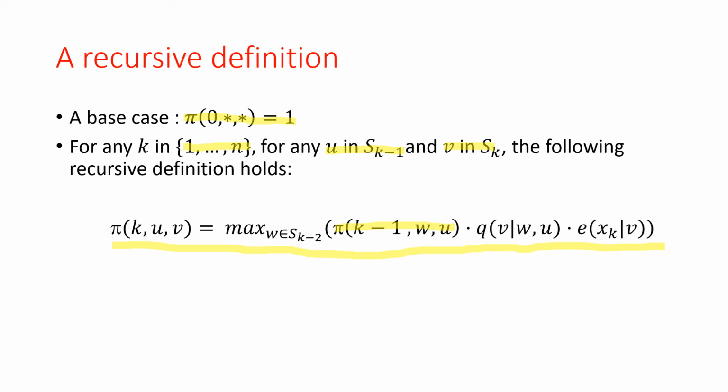Any such sequence must have y_k-2 equals w for some state w. The highest probability for any sequence of length k minus 1 ending in the bigram w, u is pi of k minus 1, w and u. Hence the highest probability for any sequence of length k ending in the trigram w, u and v must be equal to this: pi of k minus 1, w and u, times the q parameter of v given w and u, times the emission parameter e of x_k given v.